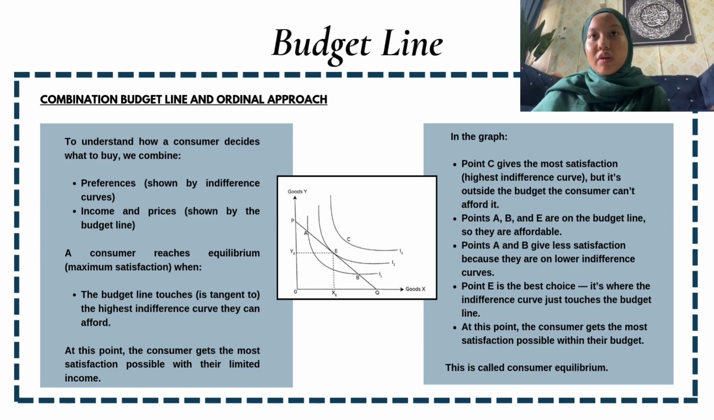And in the graph, point C gives the most satisfaction, on the highest indifference curve, but it is outside the budget. The consumer cannot afford it. Points A, B, and E are on the budget line, so they are affordable. Points A and B give less satisfaction because they are on a lower indifference curve. Point E is the best choice. It is where the indifference curve just touches the budget line.